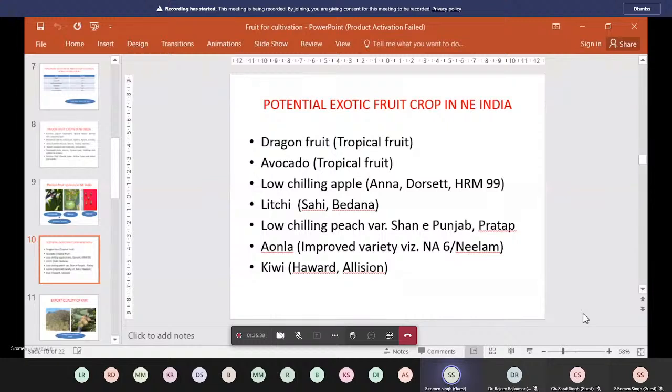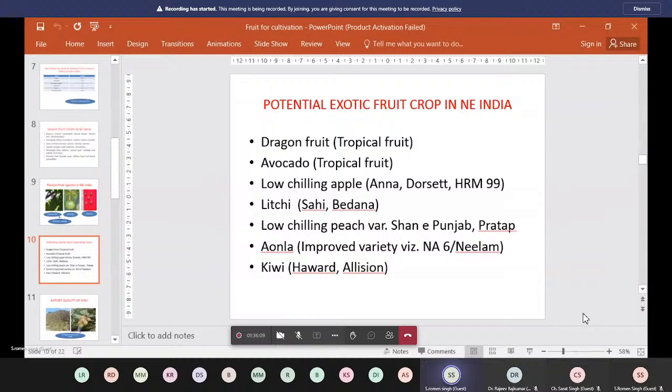it has been growing in homestead gardens also. Avocado is also a tropical fruit crop. It can be grown successfully under hot climatic conditions like Sultanpur in Manipur, and it has also started in homestead gardens in the Sultanpur district. Low chilling apple also has scope in the northeastern states. Anna, Dorset, and HRMN 99 are the three important low chilling apple varieties which have been introduced in the northeastern part of India.